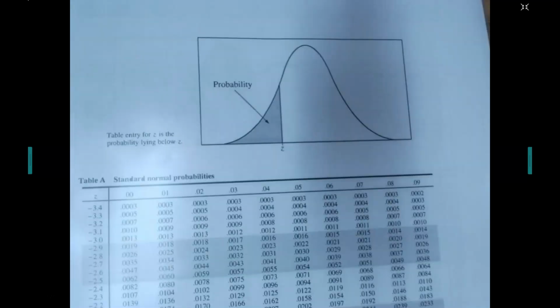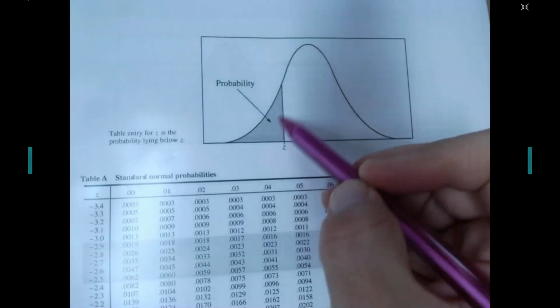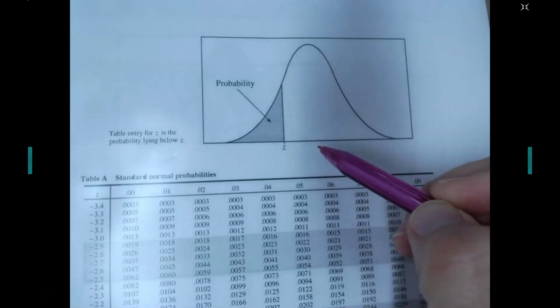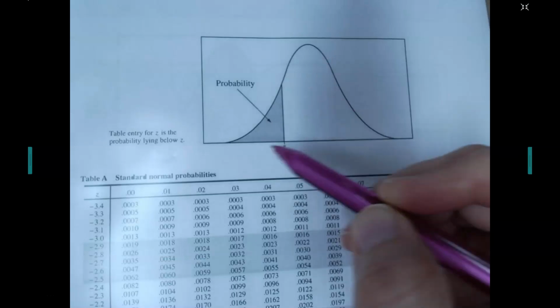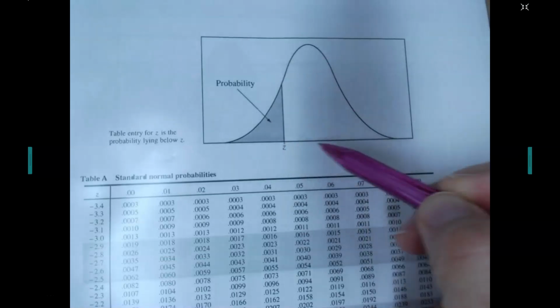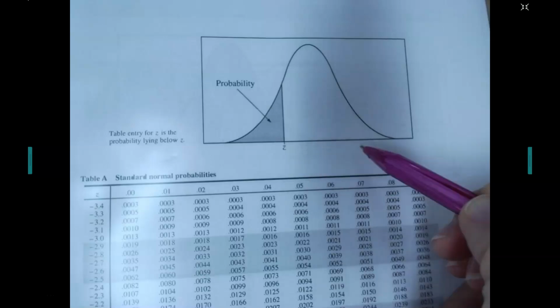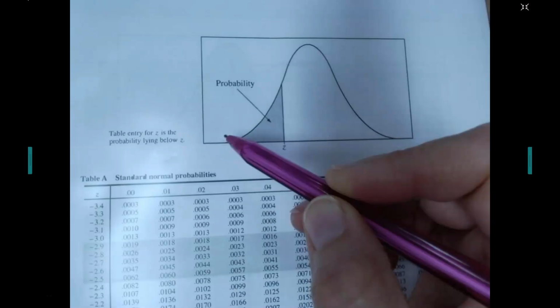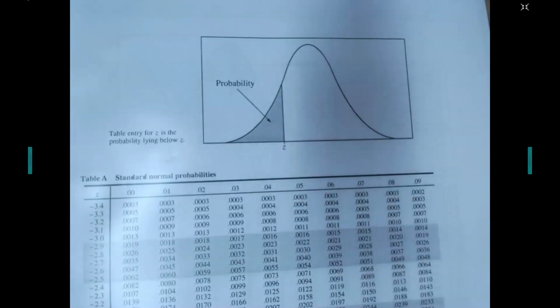So here's a standard normal curve. Remember, it's got this bell shape. It's centered around the true mean. 68% of the values are within 1 standard deviation, 95 within 2, and 99.7 within 3. So it's this nice standard curve.